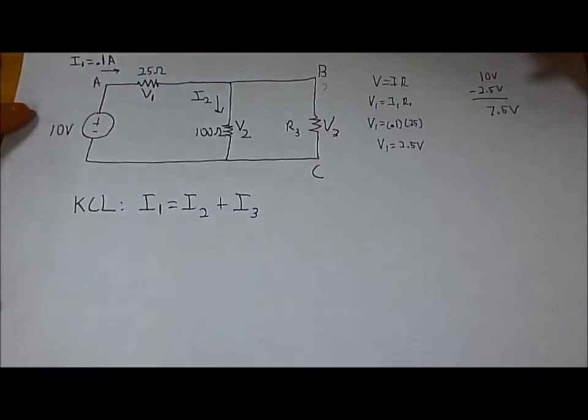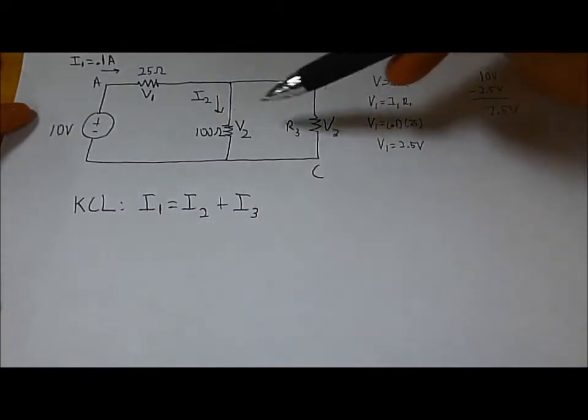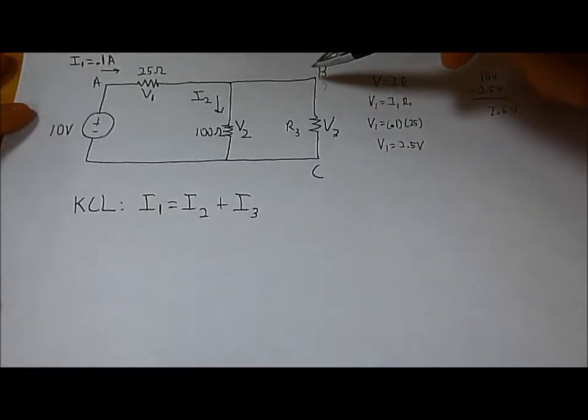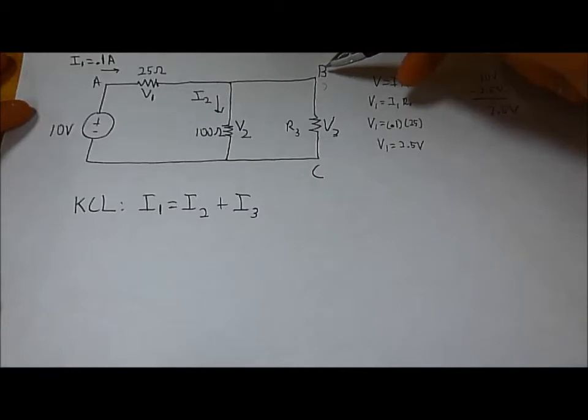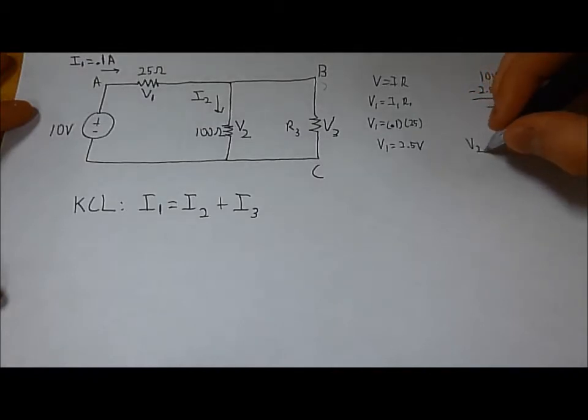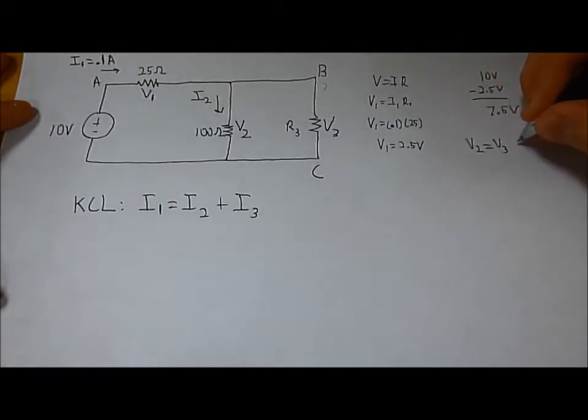As discussed in a previous lecture, circuit elements in parallel will have the same voltage dropped across them. This means that the 7.5 volts at B will be dropped across both resistors at C. So V2 will equal V3 will equal 7.5 volts.